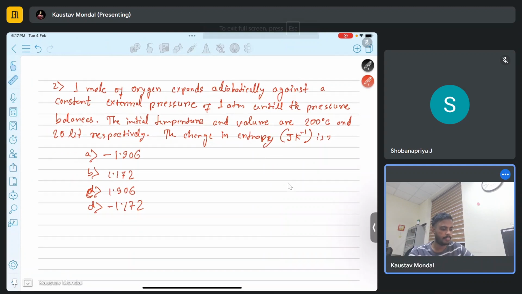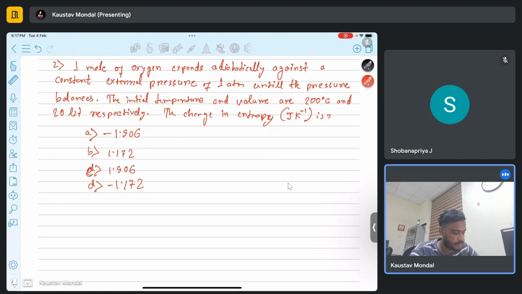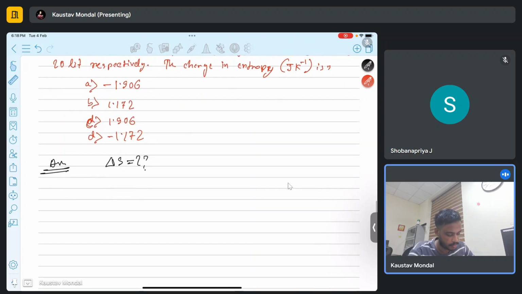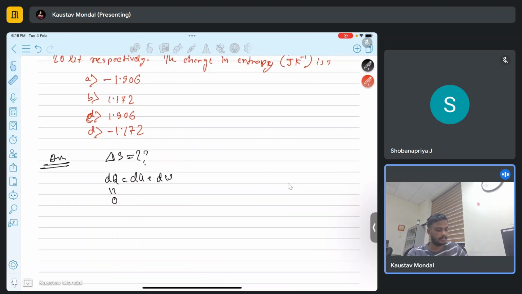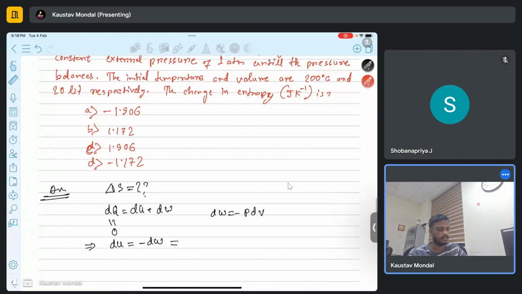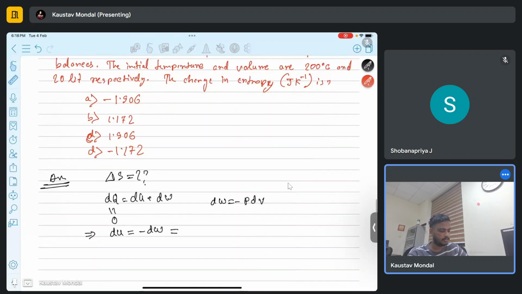So basically what we have to do now, let me write the first law of thermodynamics for an adiabatic process. We have to calculate delta S, right? What is the change in entropy? For that we first start from the first law of thermodynamics, that is dq equal to dU plus dw, right? And here dq is equal to 0. So now we can write dU equal to minus dw. Here the gas is expanding by itself, so dw will be minus PdV, and minus minus will be plus PdV.